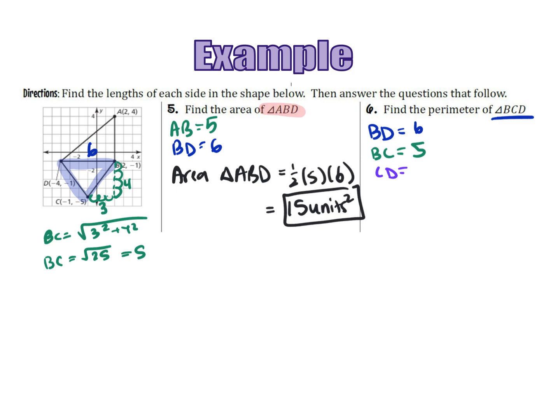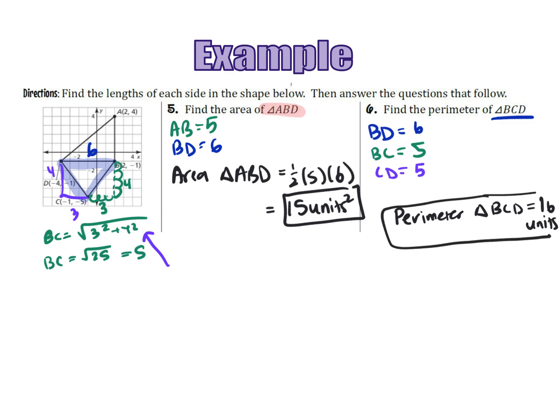And then if we look at CD, we're going to have the same situation here. This is 3 and this is 4, so we're definitely not going to re-show that work there because that work will look just like it did for BC. So the perimeter of triangle BCD is 6 plus 5 plus 5, or 16 units, and not units squared because we're just adding together the length, so just 16 units.